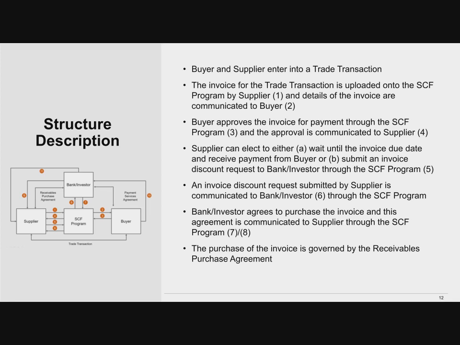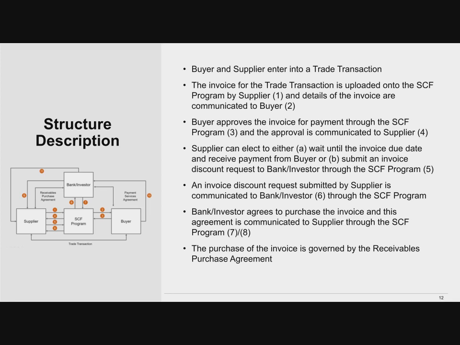So at that point in time, the supplier holds on to an approved invoice, in other words, an invoice that the buyer has said, yes, that is good for payment. So the supplier can then elect to either wait for payment until the invoice matures or discount it through the SCF program.